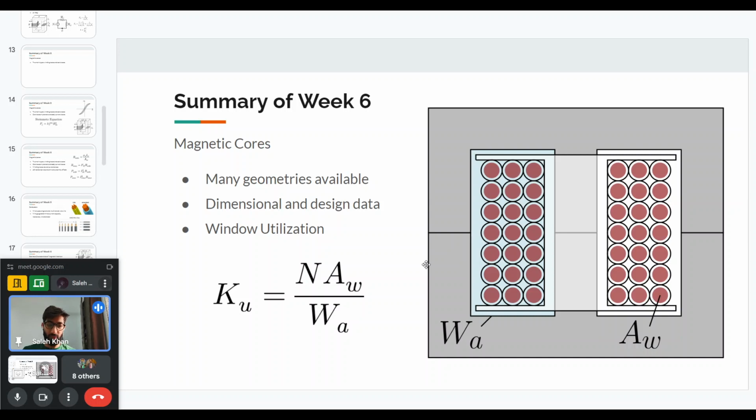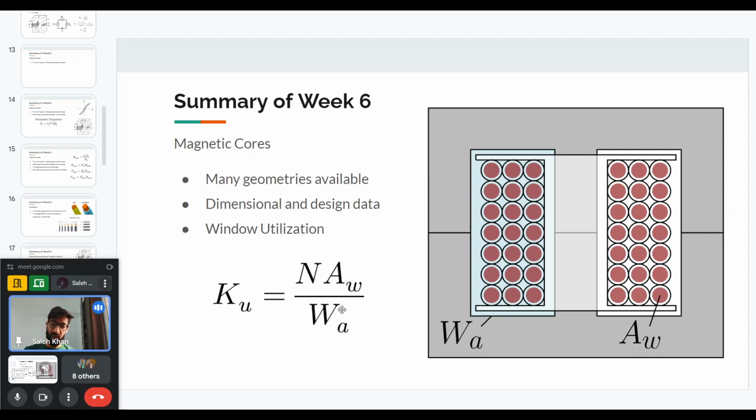And this you can find out by number of turns N times the individual area of the copper. So we're talking about the copper area and not the full area including the insulation. And then we divide it by the window area, we will get the window utilization. And because of these factors that we talked about, the bobbin, the spacing, the insulation, usually the window utilization is kept between 0.4 or 0.5. So 40 to 50% of the area is utilized.